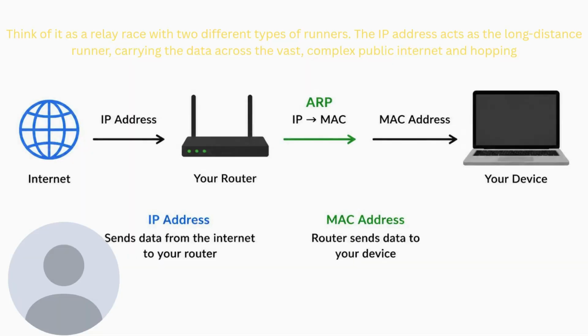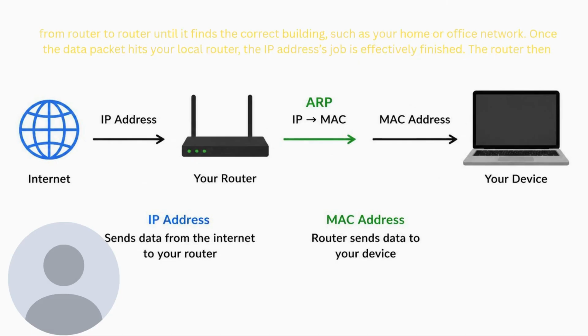Relay race with two different types of runners. The IP address acts as the long-distance runner, carrying the data across the vast, complex public internet and hopping from router to router until it finds the correct building, such as your home or office network. Once the data packet hits your local router, the IP address's job is effectively finished.